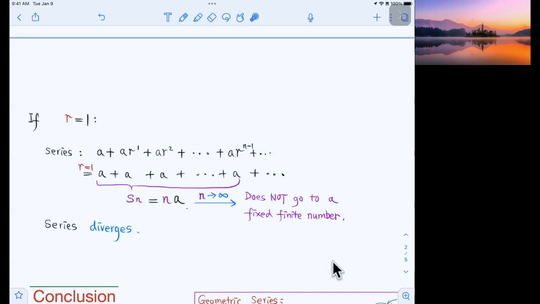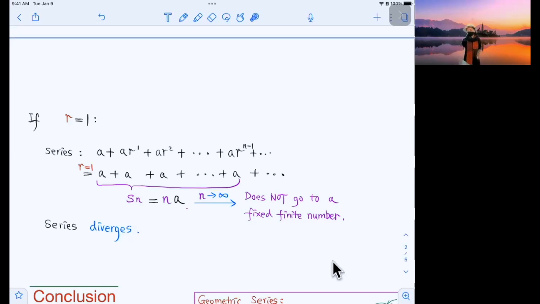So 1 to the n minus 1 is 1, and a times 1 is a. But how many a do I have? The first entry... I have n of them. So I have n times a. Now, it depends on whether this a is positive or negative. If it's positive, then as n goes to infinity, that is going to go to positive infinity.